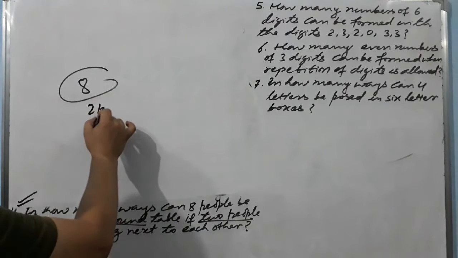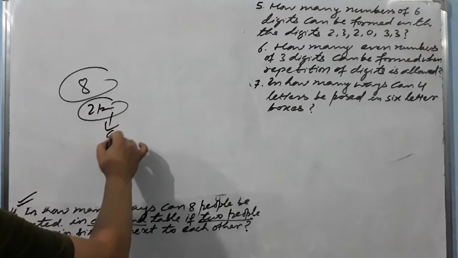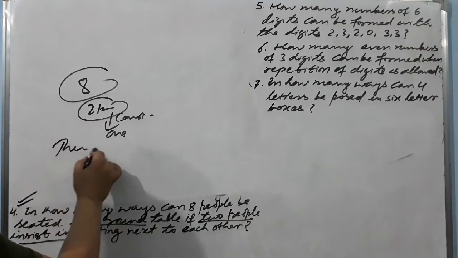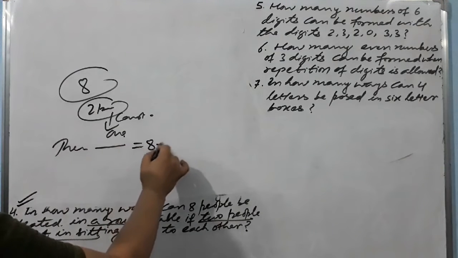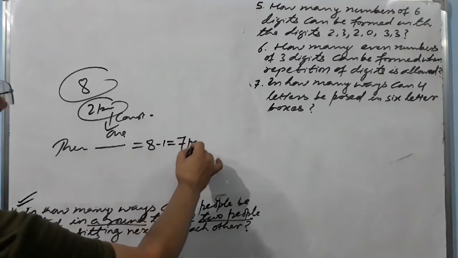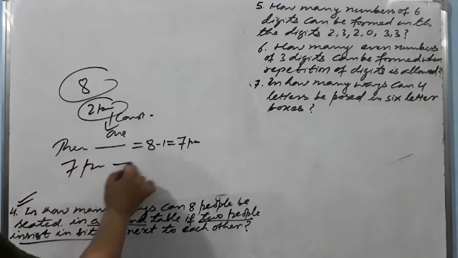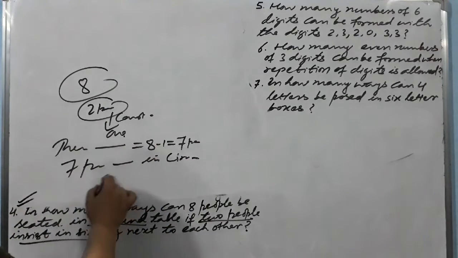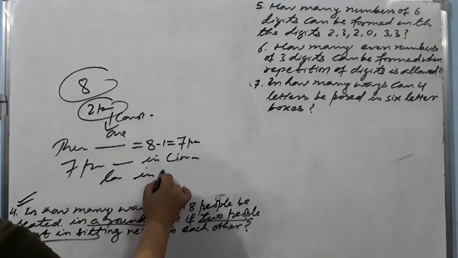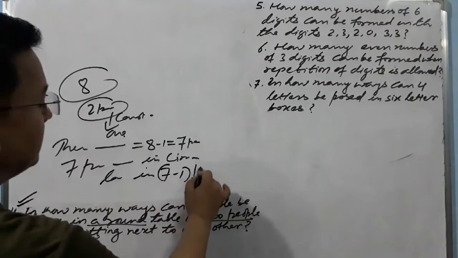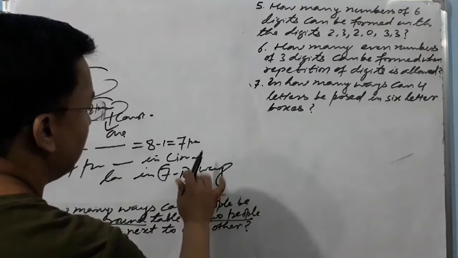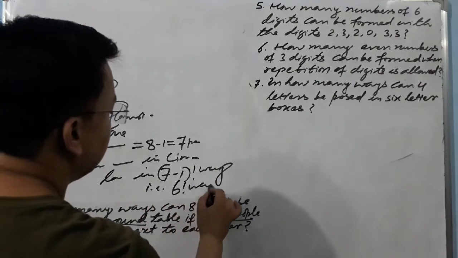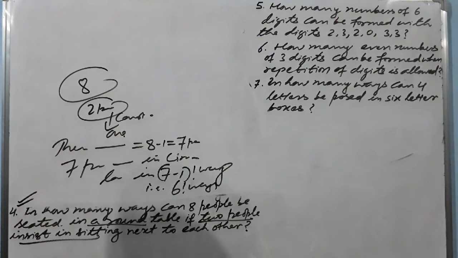So we have to consider those 2 people as one, and then the total number of people will be 8 minus 1, so we will have 7 people. And 7 people can be arranged at a round table in 7 minus 1 factorial ways, that is, 6 factorial ways. So simple, right? But let me explain again.